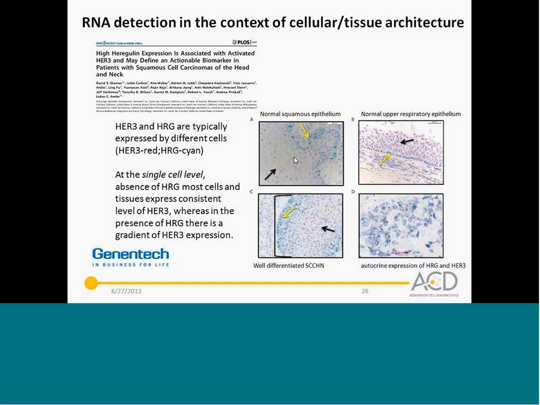What you see in C is a well-differentiated squamous cell carcinoma of the head and neck, where again you can see separation between the expression of HRG and HER3. However, in certain types of tumors where you've lost differentiation, you see autocrine expression and co-expression of both HRG and HER3. So this was useful for them in terms of classifying different types within the multiple types that they could see in squamous cell carcinoma of the head and neck cancer.